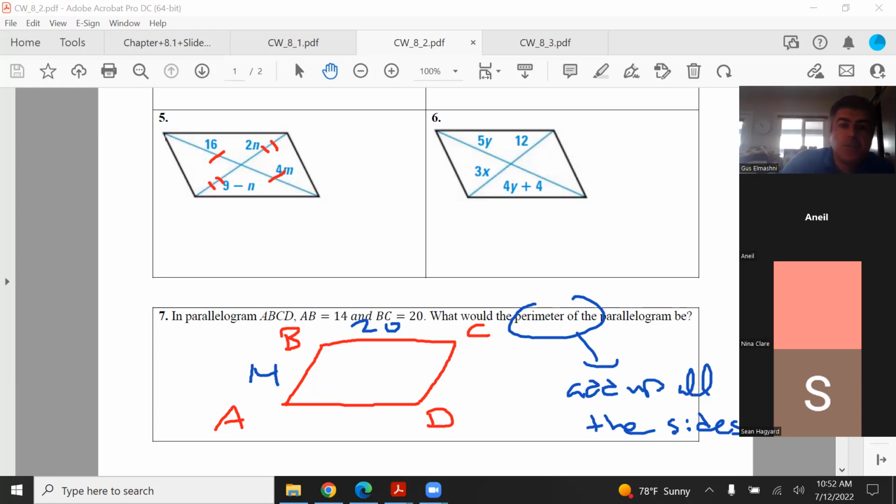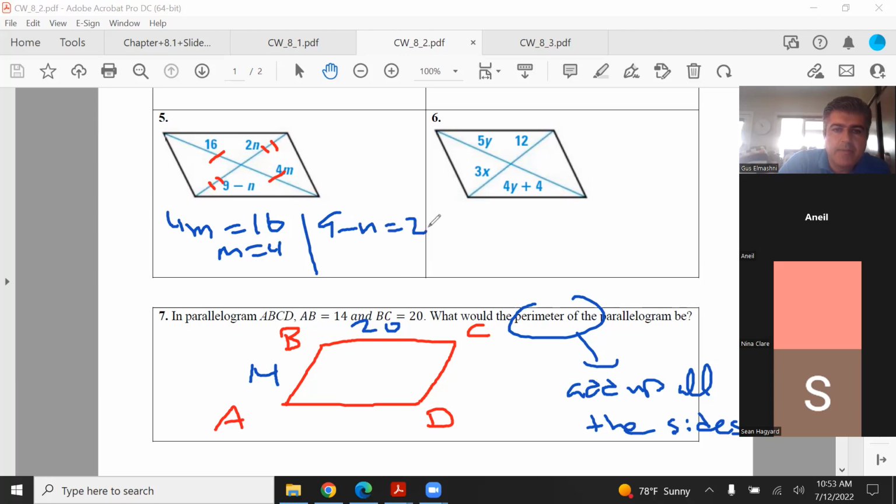Okay. Should be done by this point. 4M equals 16. M is 4. 9 minus n equals 2n. 9 equals 3n. N is 3.